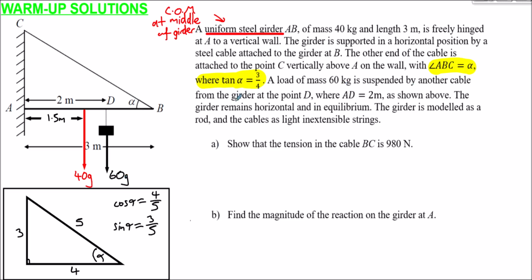What else are we told? The girder's in equilibrium, so forces will balance. The girder is modelled as a rod, and it's a uniform rod. The cables are light, inextensible strings. So we can finally get on to answer the question now. Show that the tension of the cable, BC, is 980 newtons.